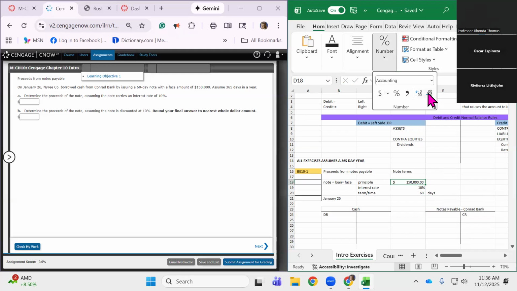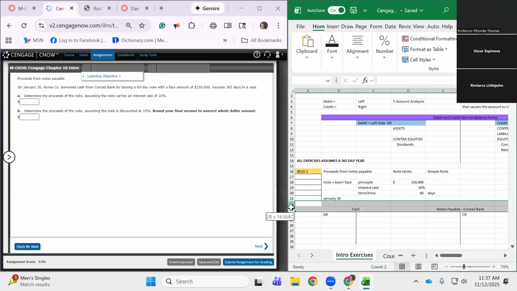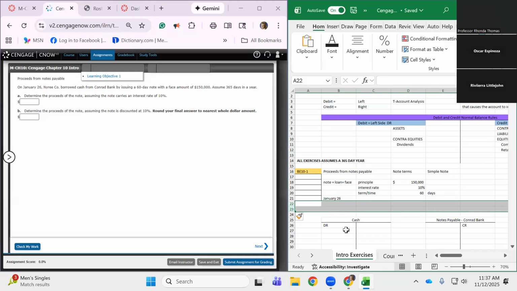Okay, here's how you calculate. Determine the proceeds of the note. The proceeds are how much you get to use at your discretion. This is what they call a simple note. Believe it or not, there are other kinds of notes. A simple note has a principal, an interest rate, and terms. Here's how you calculate the interest that you'll need to pay on that note. But just so that you can see it, this is January 26th.